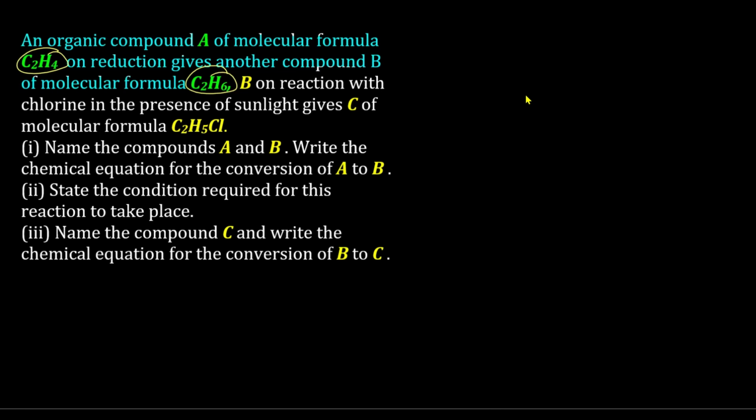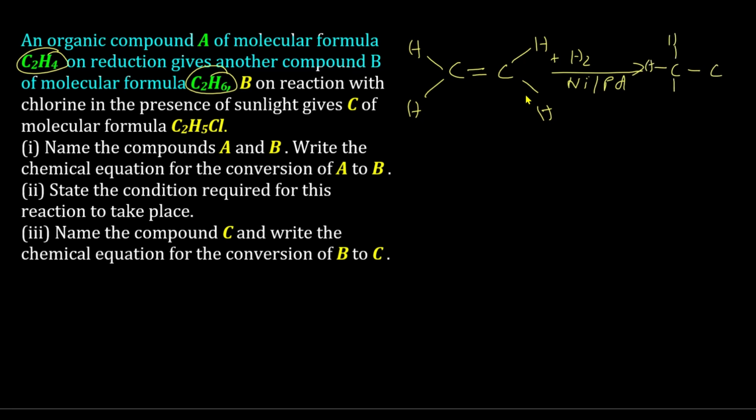So we can write down the chemical reaction. Let's say I take A, which is ethene, and on passing hydrogen gas in the presence of a catalyst, nickel or palladium, we get ethane. And ethane is two carbon atoms with three hydrogens bonded to each, with all being single bonds, including the carbon-carbon bond. So A is this, and the result is B.